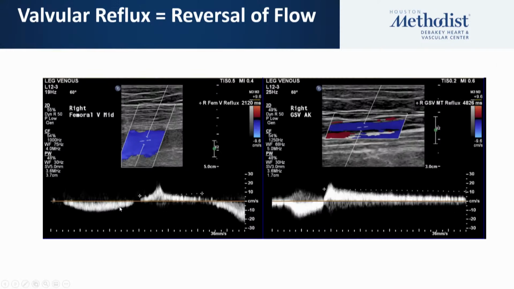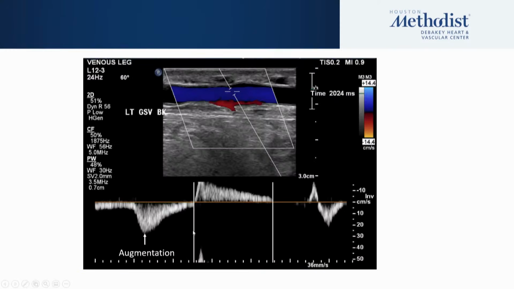Again, this is another example. Patient is breathing. Here we didn't do augmentation with compression, we did with Valsalva, and you get the increase in flow. Here, on the other hand, there's flow. We compress the calf and we get the reversal of flow. Again, augmentation with compression, and then we get the reversal of flow and return to baseline.